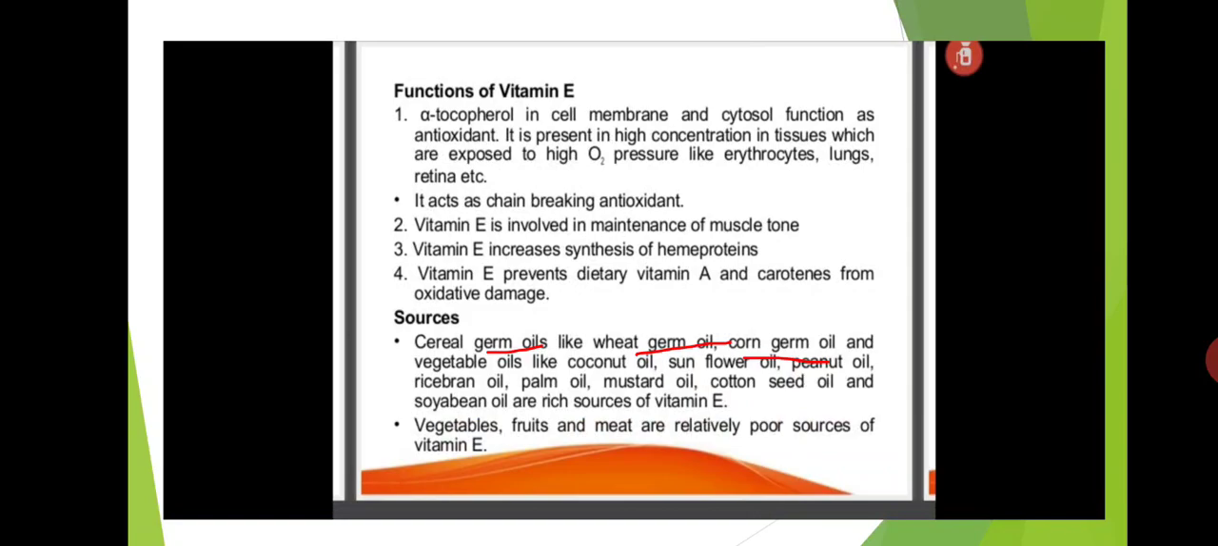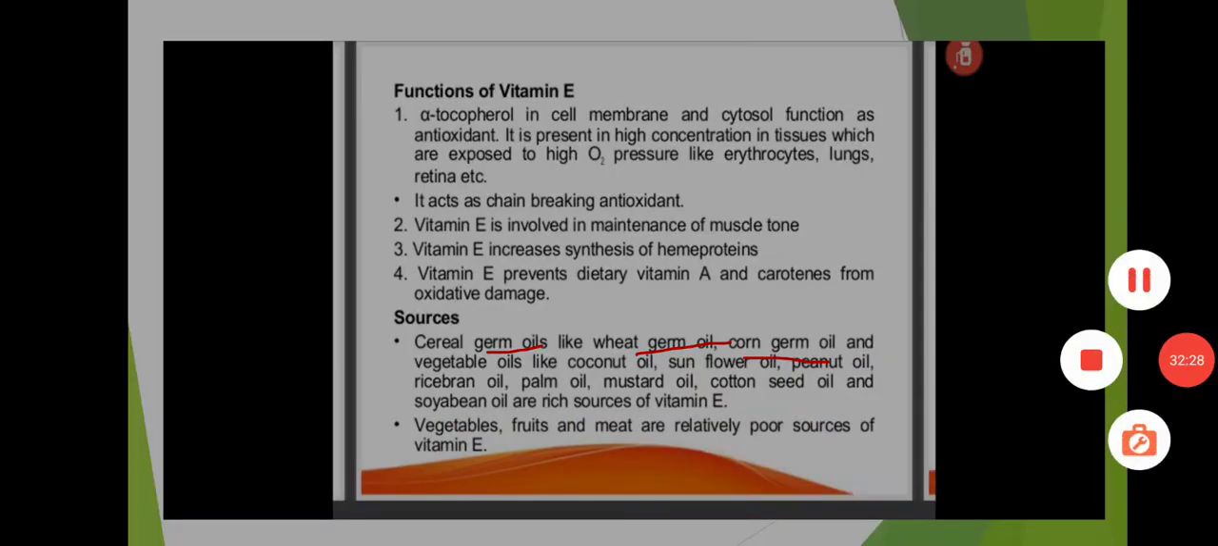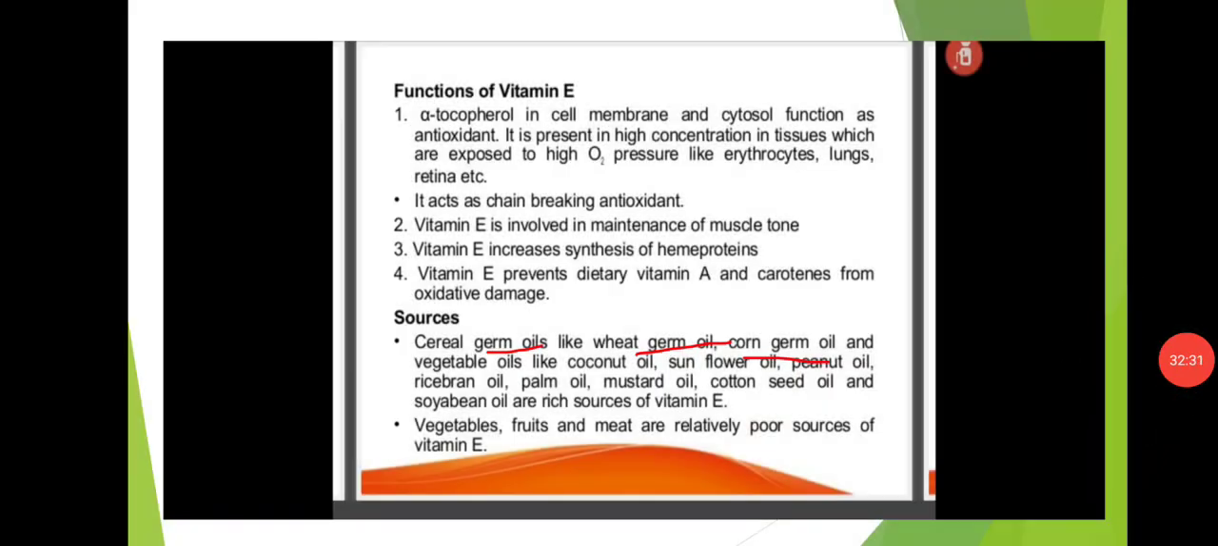The sources of vitamin E are cereal and germ oils like wheat germ oil and corn germ oil, and vegetable oils like coconut oil, sunflower oil, peanut oil, rice bran oil, palm oil, mustard oil, cottonseed oil, and soybean oil, which are the rich sources of vitamin E. Vegetables, fruits, and meats are rare or relatively poor sources. Only oils are the rich sources of vitamin E.